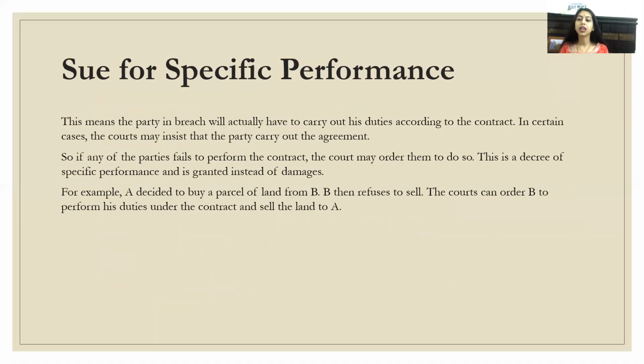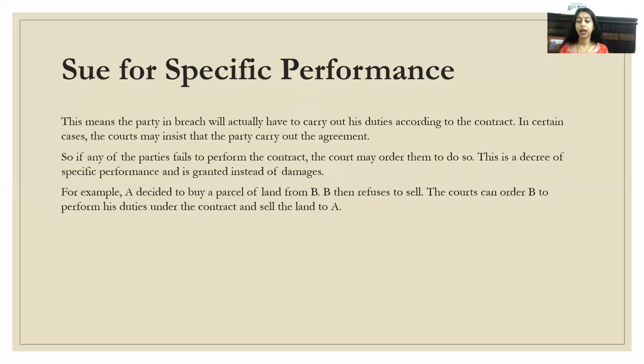Now this means the party in breach actually has to carry out his duties according to the contract. The suit for specific performance can be filed. In certain cases, the court may insist that the party carry out the agreement. So if any of the parties fail to perform the contract, the court may order them to do so. There's a decree of specific performance, and it is granted instead of damages.